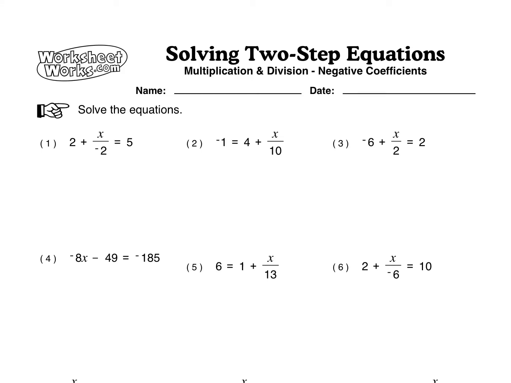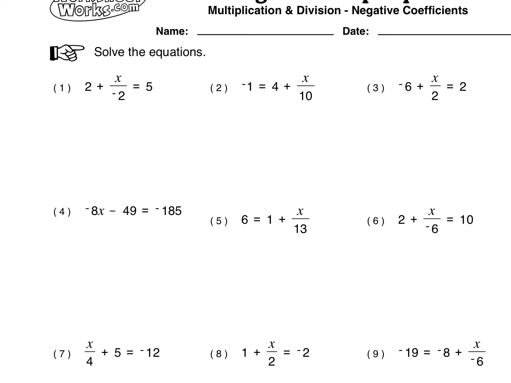Today's lesson is part 2 of solving two-step equations. Today we're going to work with negative coefficients and negative numbers. So please make sure you're on this side of the paper. Because each of the first 3 problems are arranged in a unique way, we're going to go ahead and solve the first 3. We'll also take a look at number 4.